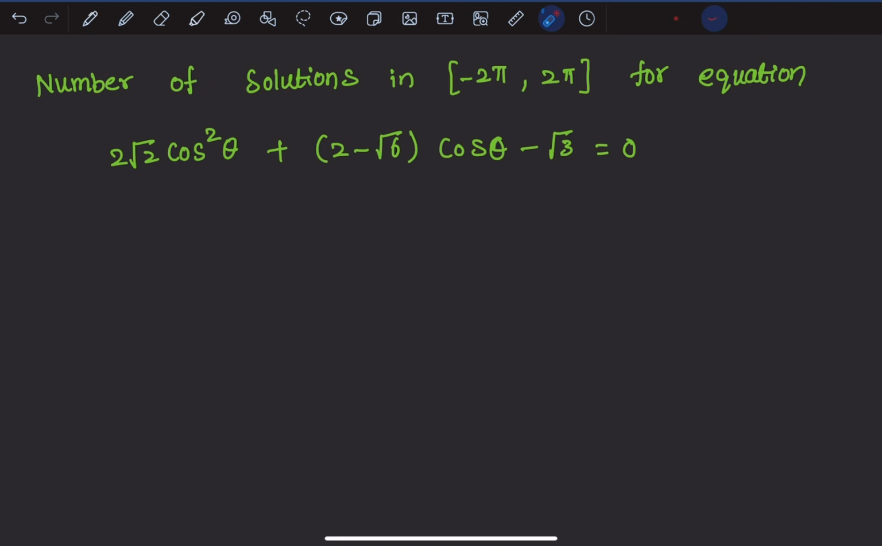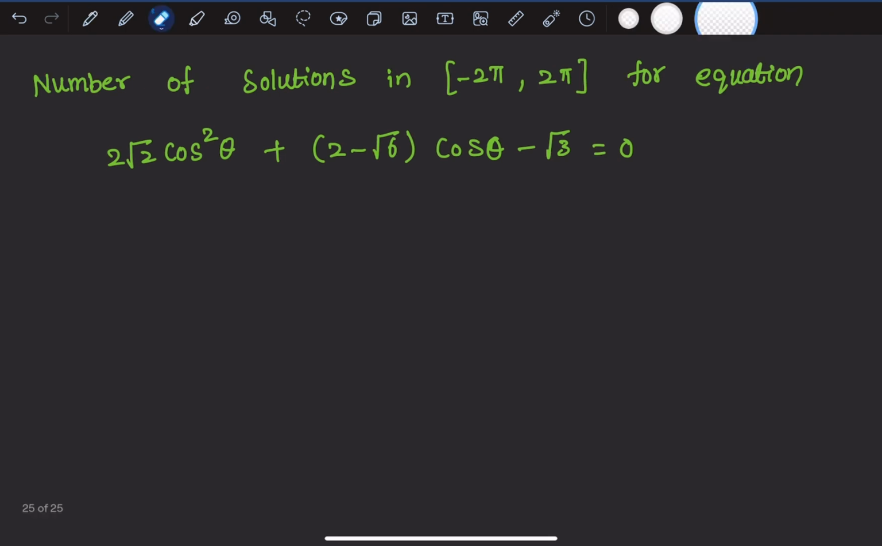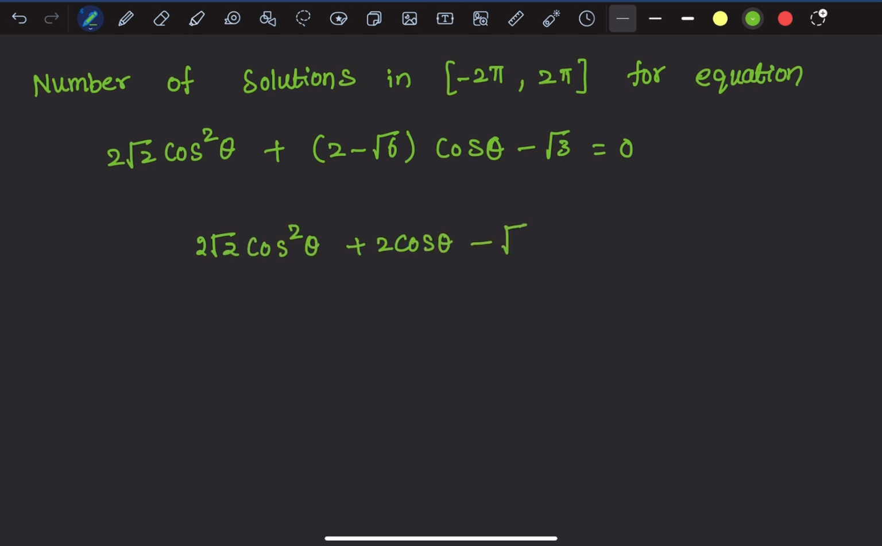So next we have a question from trigonometry. So we have to find out the number of solutions of this particular equation in the closed interval minus 2 pi comma 2 pi. So we have already solved this kind of question before in this session itself. So similarly we will solve this question as well. So let us go ahead and solve this. So this is 2 root 2 cos square theta plus 2 cos theta minus root 6 cos theta minus root 3 is equal to 0.